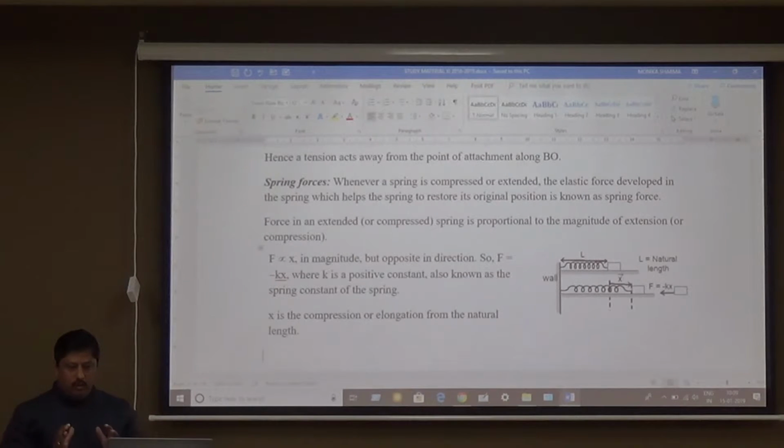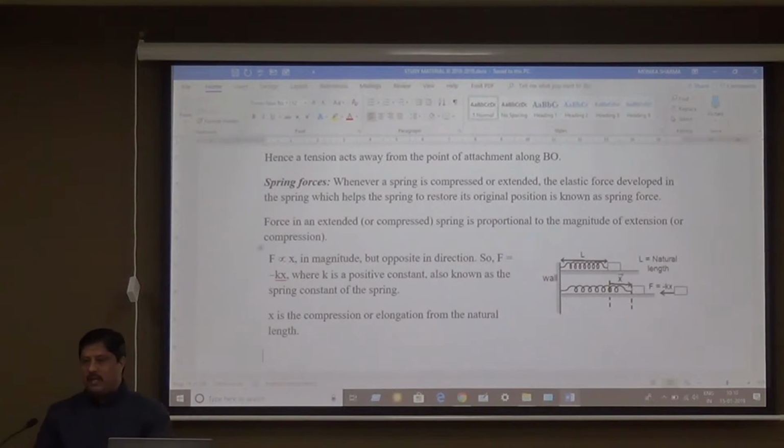We will also discuss the concept of restoring force later on. In spring force, the force in an extended or compressed spring is proportional to the magnitude of extension or compression. As you know, F is proportional to x. The magnitude of the force is directly proportional to the displacement, but opposite in direction. This is also called restoring force. So, spring force is F = -Kx, where K is a positive constant, also known as the spring constant of the spring.